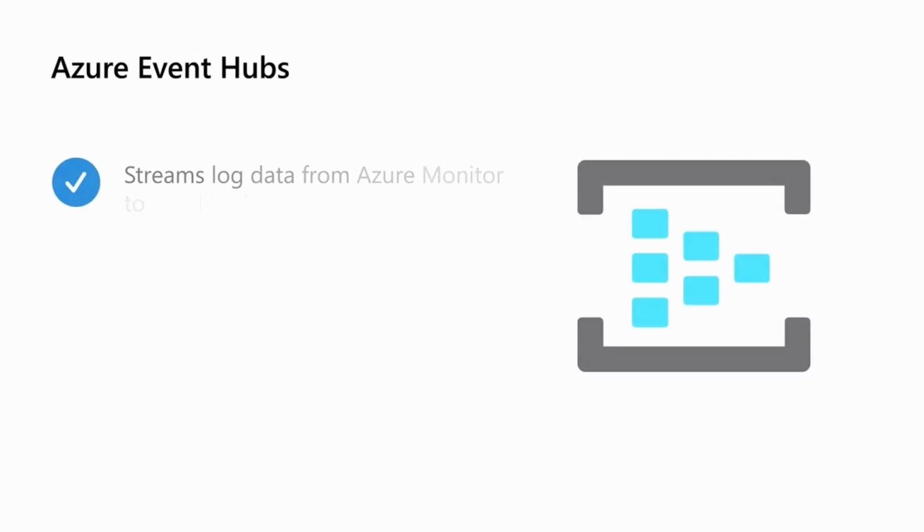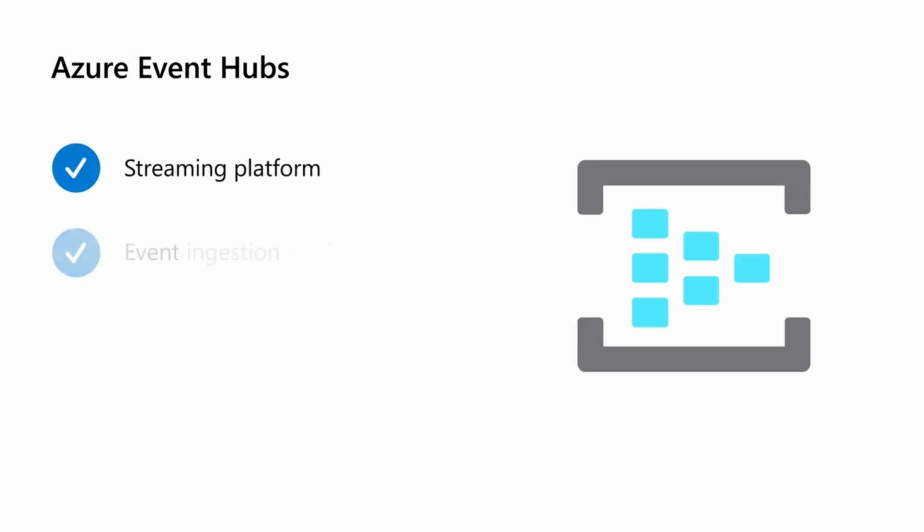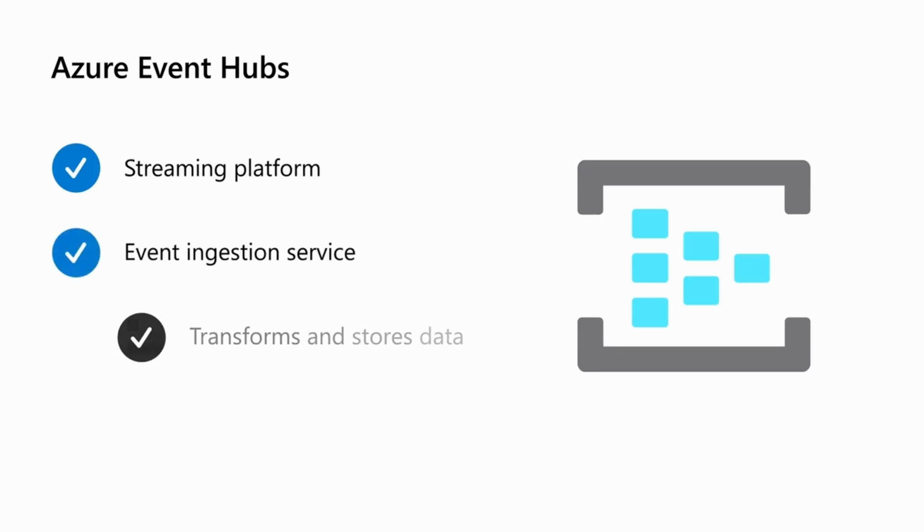Recall that Azure Event Hubs is used to stream log data from Azure Monitor to partner SIEM tools, monitoring tools, or Microsoft Sentinel. So, what is Azure Event Hubs? Azure Event Hubs is a streaming platform and event ingestion service that can transform and store data using any real-time analytics provider or batching or storage adapters.